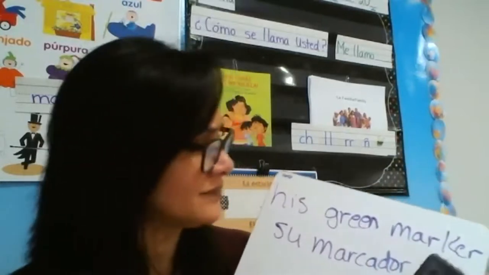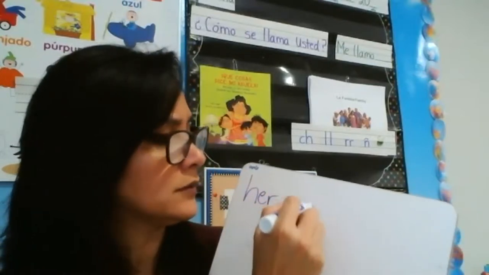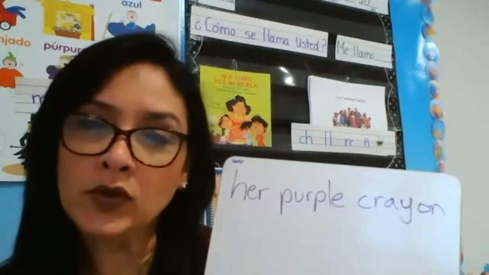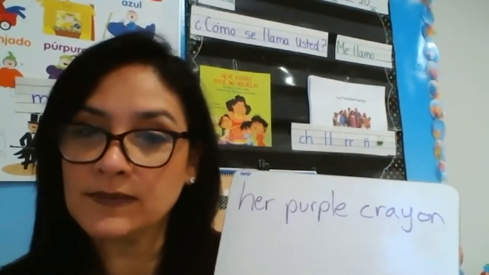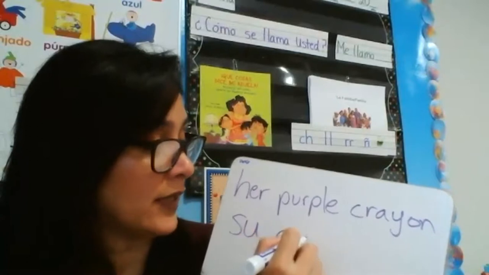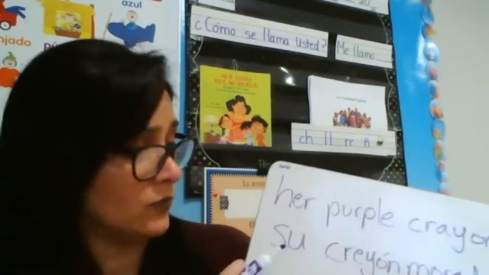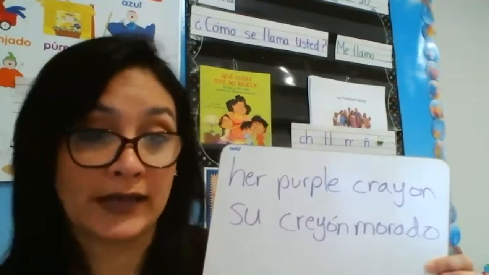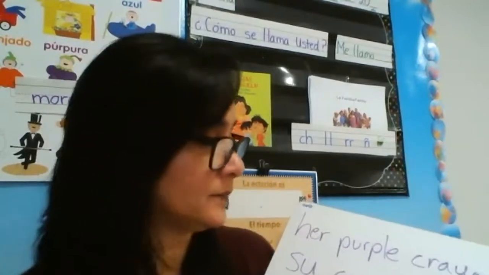Muy bien. What about her purple crayon? Her purple crayon. ¿Cómo se dice? How would you say that in Spanish? If you were thinking su crayon morado, muy bien, you're correct. Remember, su means his, her, their, or your, respectfully. Su crayon morado. Muy bien.